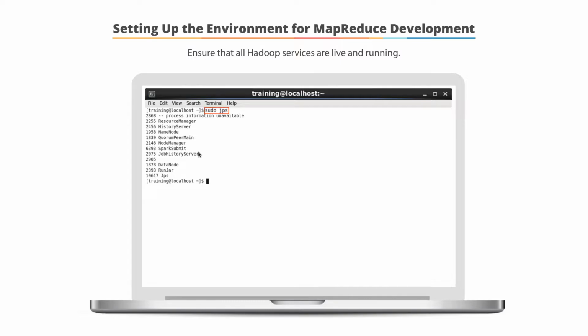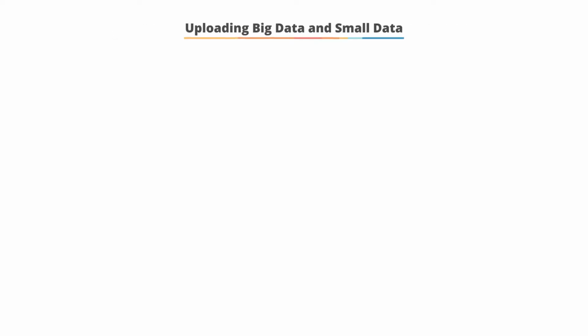As shown, type sudo jps, and then look for all 5 services that you need: name node, data node, node manager, resource manager, and secondary name node. There may be additional services that are used by a Hadoop cluster, but these are the ones that we require as core services. Next, let's look at uploading big data and small data.